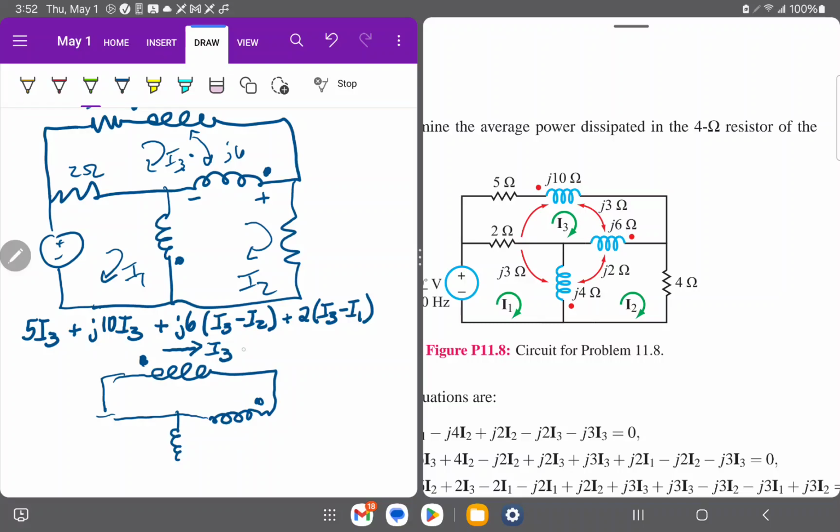I'm going to label these inductors A, B, and C. In inductor B, I have I3 going this direction, and I also have I2 going this direction. And in inductor C, I have I2 going this direction, and I have I1 going this direction. And make sure I have the dotted side identified.